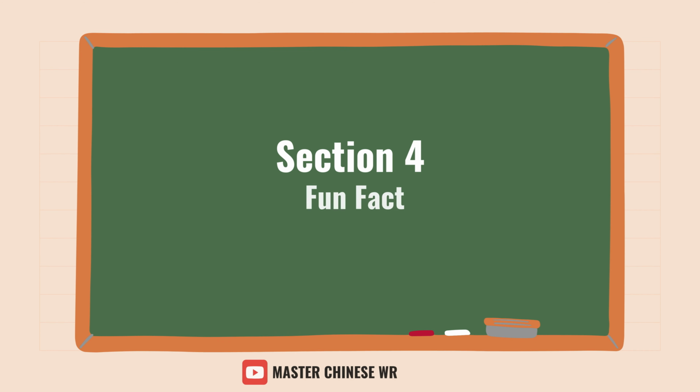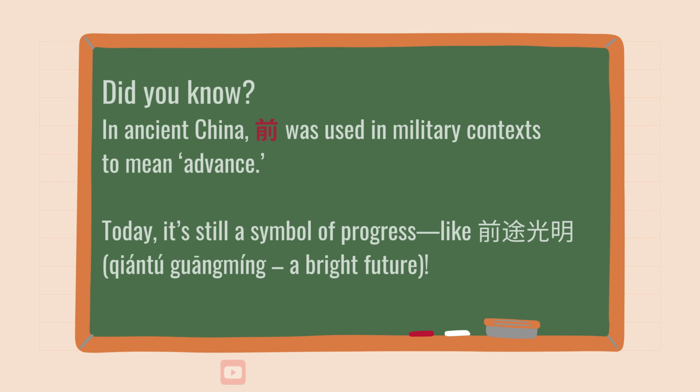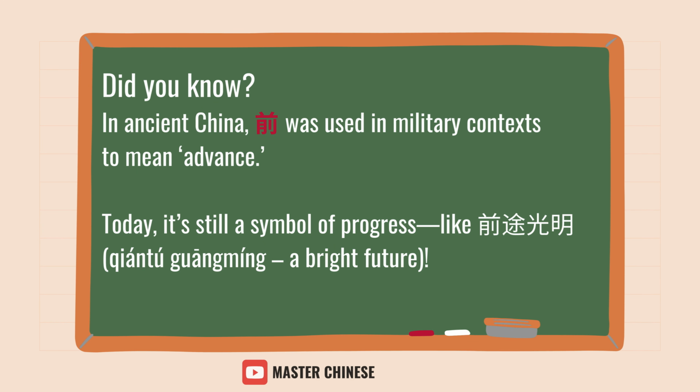Section 4. Fun fact. Did you know? In ancient China, 前 was used in military contexts to mean advance. Today, it's still a symbol of progress, like 前途光明, a bright future.